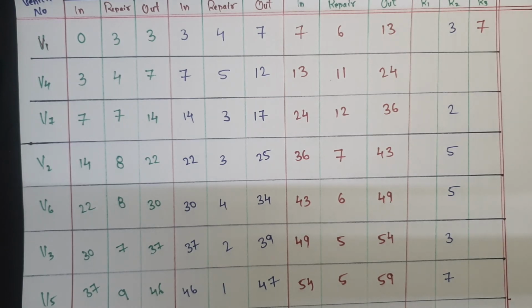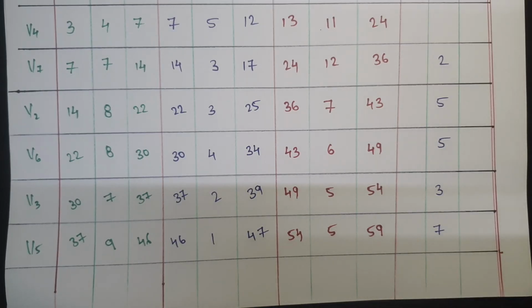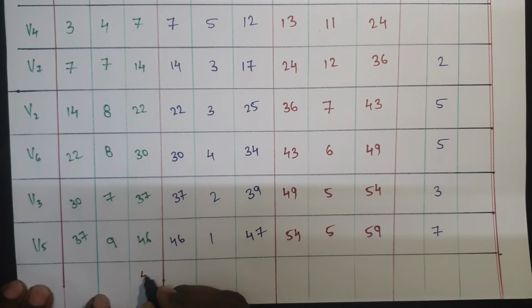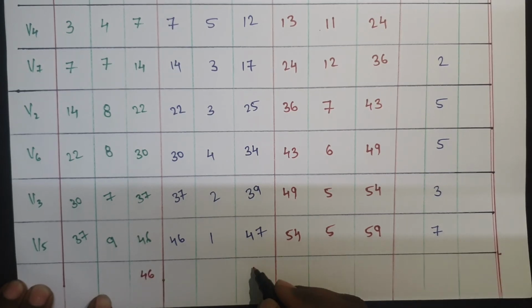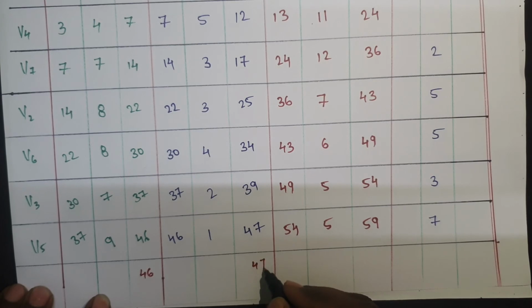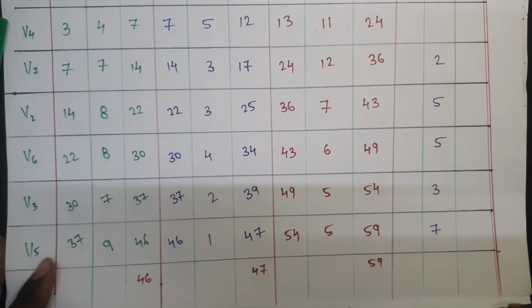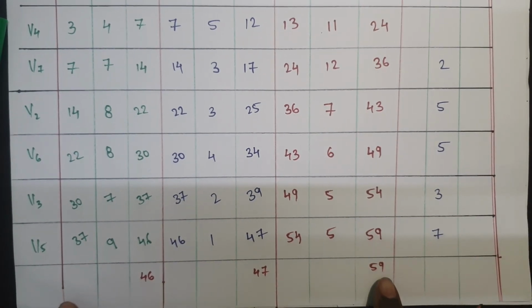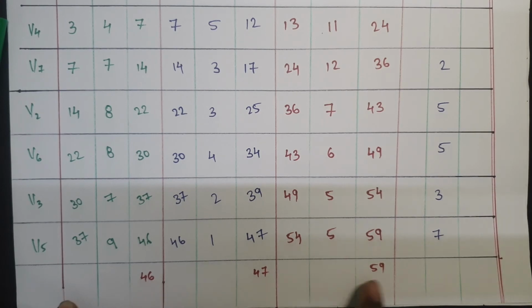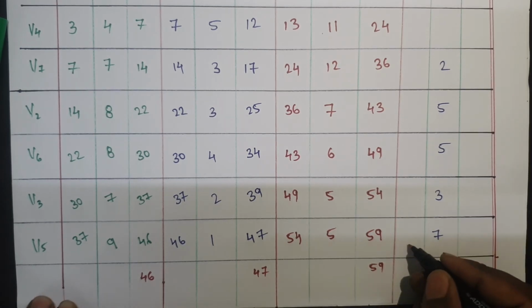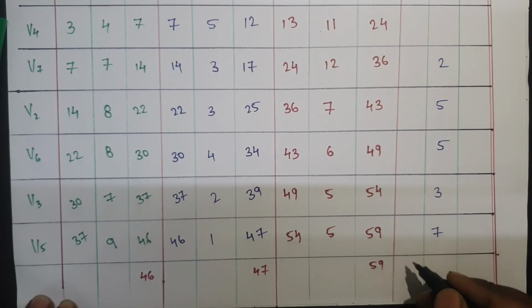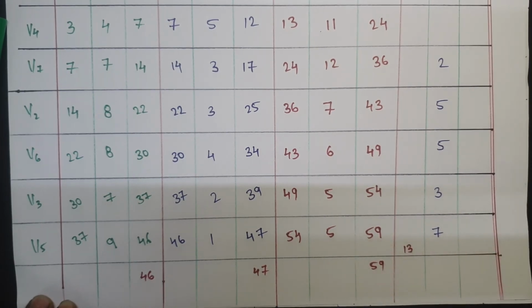So, here for machine 1 idle time, for machine 2 idle time, for machine 3 idle time. Okay, after getting this value, machine 1 output, how much is the output? 46, and machine 2 output, how much is the output? 47, and machine 3 output, how much is the output? 59. So, what you have to do? First you have to subtract: machine 3, 59 minus 46. How much you are getting? 13. So, here you have to write the idle time is equal to 13.